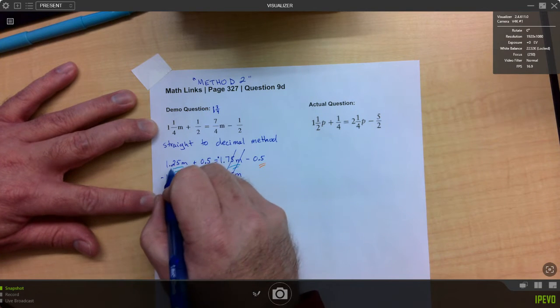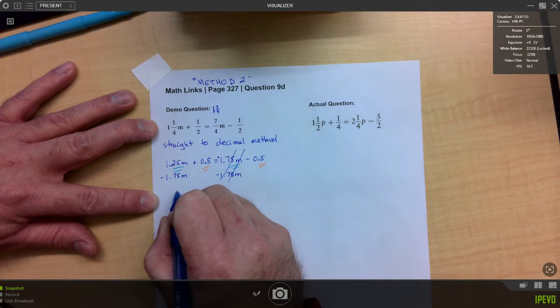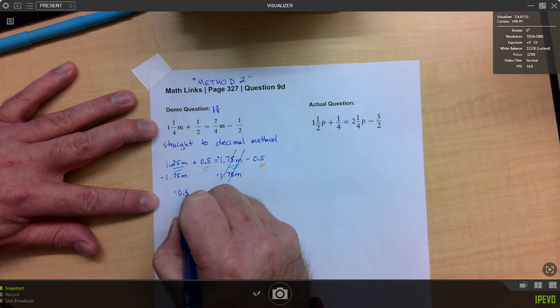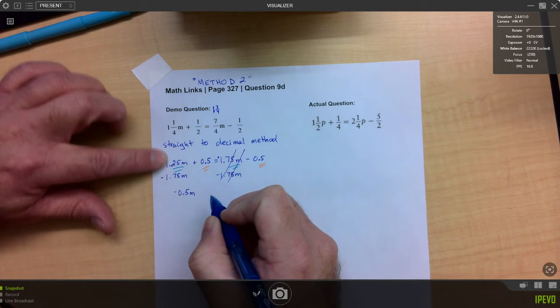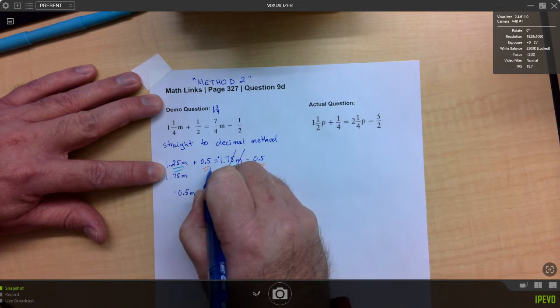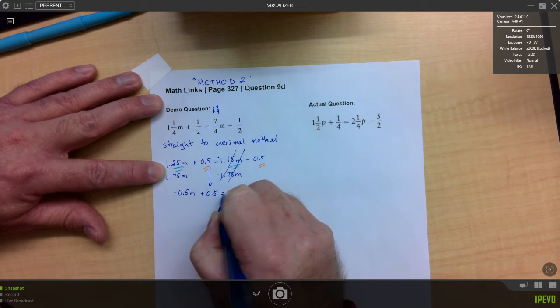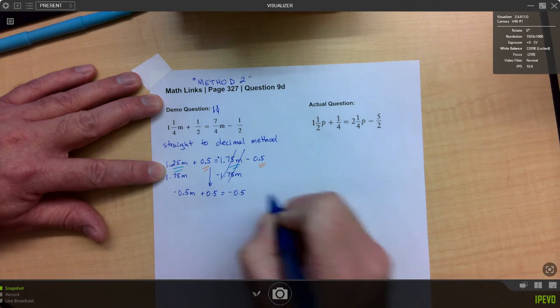Okay, so what is 1.25 minus 1.75? This might be starting to look a little familiar to the last video. All I did is convert to decimals earlier in the equation. I didn't touch this term. I left it alone. I didn't do anything with it, so you rewrite it. I didn't do anything with this either, so I left it alone.